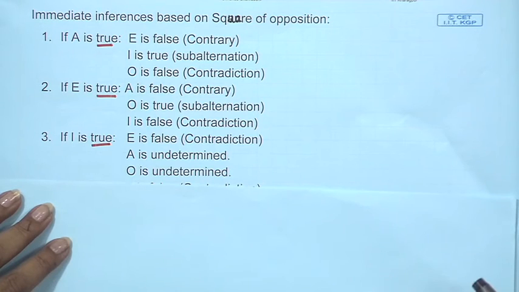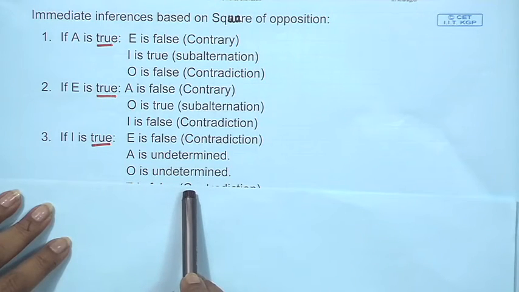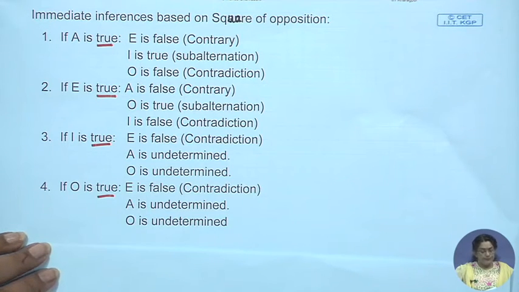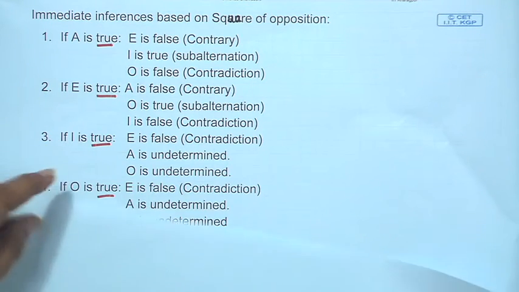Similarly, remember, I is true in sub-contrary, both may be true, not must be true, right? So, you don't know whether O is true, but if you don't know that, that doesn't mean O is false, does it? So, it doesn't. Therefore, the best answer here is that O will be undetermined. Same thing will happen when you say O is true. As you can see, what we have generated are many immediate inferences about the truth values of the corresponding ones. So, this is what happens when one of them is true.